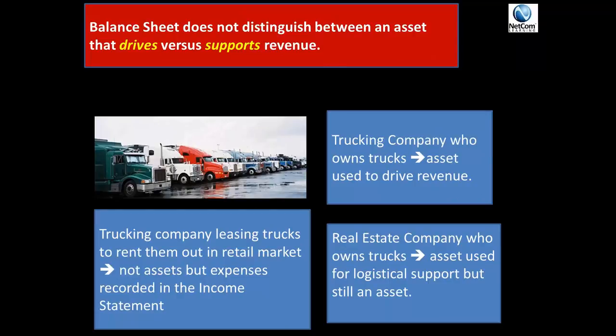So let's give another example. You're a trucking company who owns trucks. Now, that is an asset used to drive revenue. If that same trucking company is now leasing trucks to rent them out in the retail market, those trucks are not an asset, but expenses recorded on the income statement. Now, if a real estate company owns trucks, obviously it's a real estate company. So those assets, trucks, are probably used for logistical support, but not to drive revenue, because a real estate company rents out office space, not trucks. So again, it's an asset simply by virtue of the company owning it, regardless of its purpose.